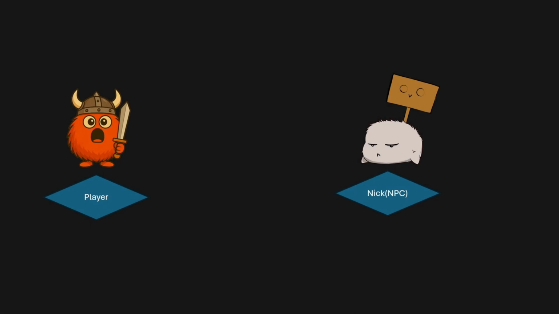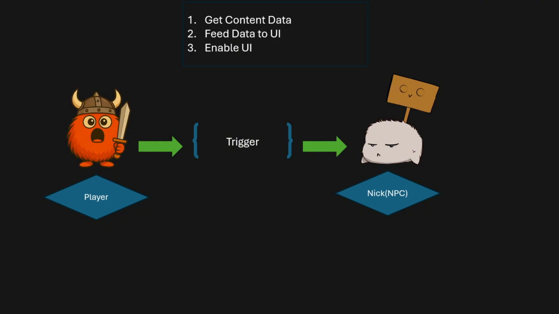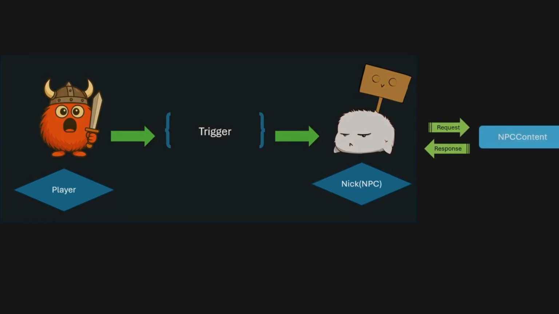First, let's start with Fuzzy, our player, and Nick, our NPC. Then, we need our trigger. The trigger is needed to start a conversation. This can be pressing a button when you're within range or walking into a new area. Now, our trigger needs to do a few things. This needs to get our content data, then feed this data to our UI, then enable our UI. Then we need to toggle request.